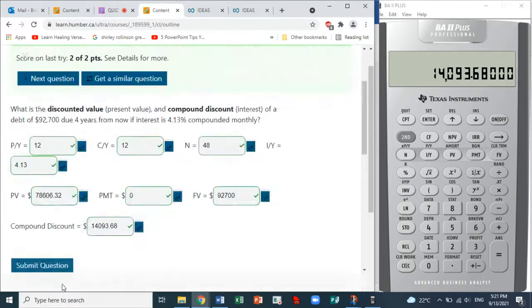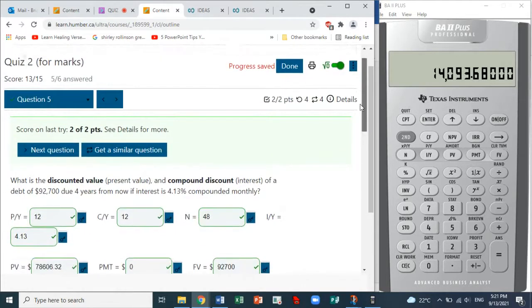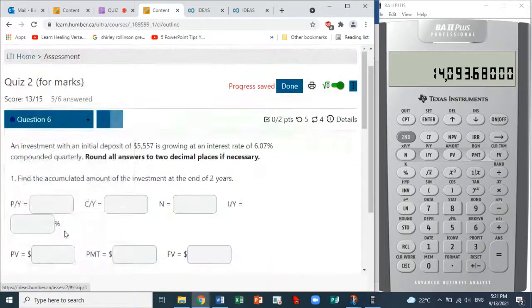So there we are, we submit it, and we are correct. Very nice. So that is question number 5. All right, we have one more question, question number 6.